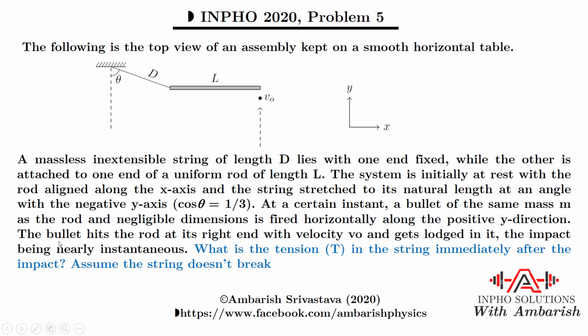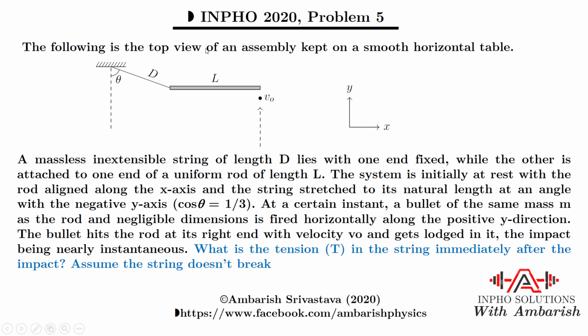The bullet hits the rod at its right end with velocity v0 and gets lodged into it. Okay, it gets embedded inside. The impact being nearly instantaneous, so time is negligible in which the whole thing has happened. What is the tension in the string immediately after the impact? Assume the string doesn't break.